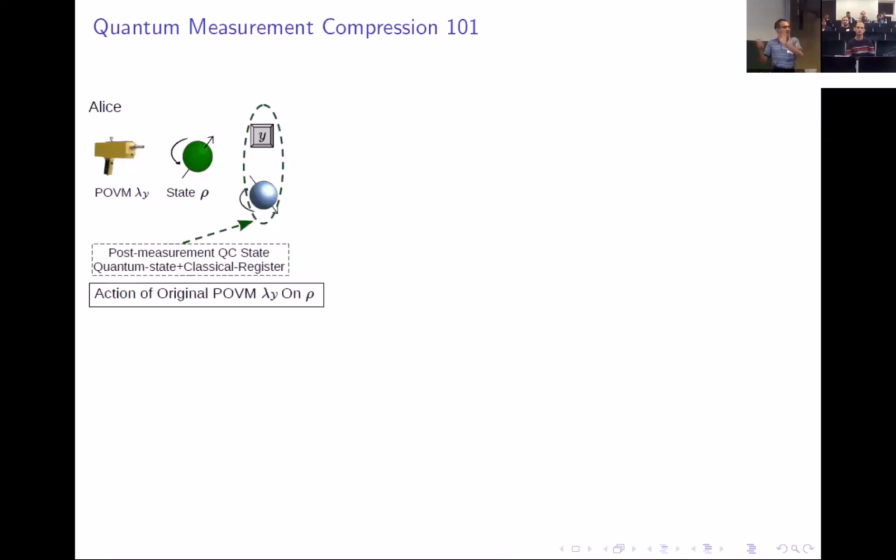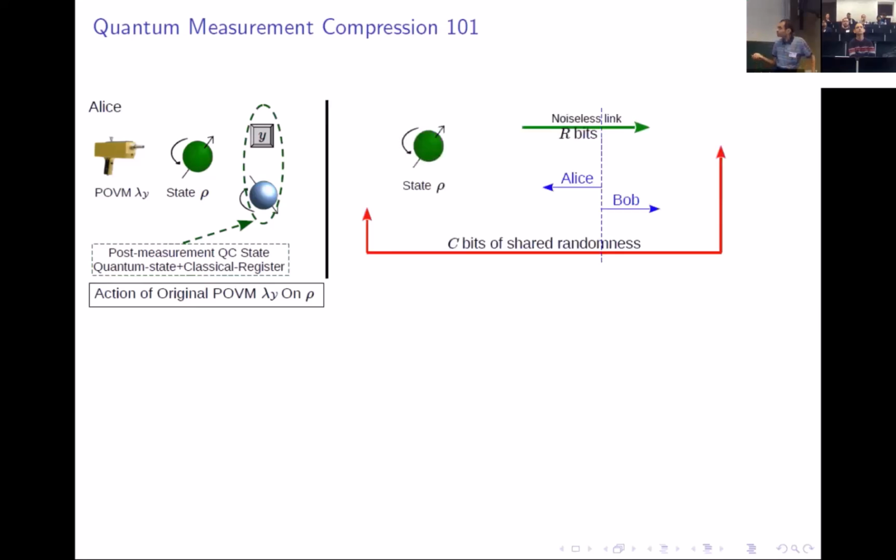It goes back to Winter's work, but I will just describe this formulation. When I make this measurement, I get a post-measurement classical quantum state, rho and outcome y, and this is the action of the original POVM. What I want to do is simulate this post-measurement state using a different POVM, and then characterize how much information needs to be communicated to be able to extract that classical outcome. That's the question. So how do I do this?